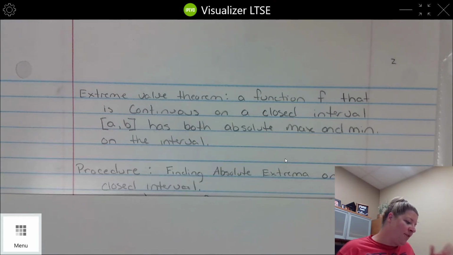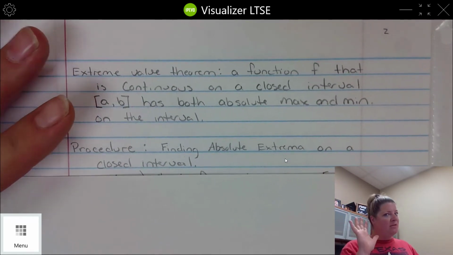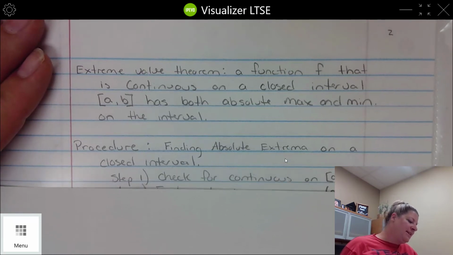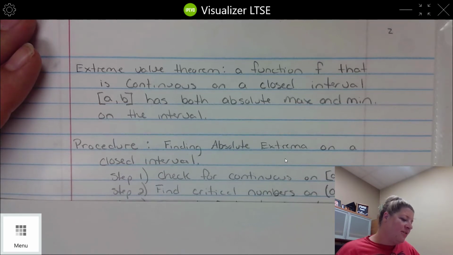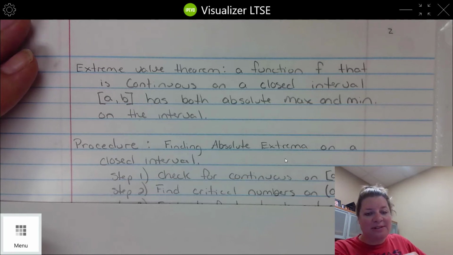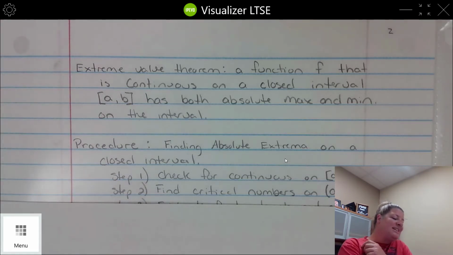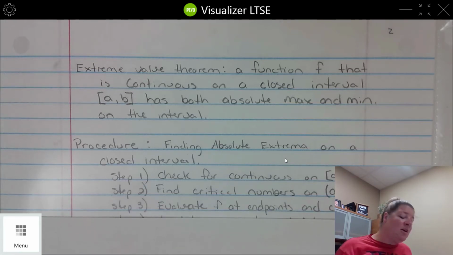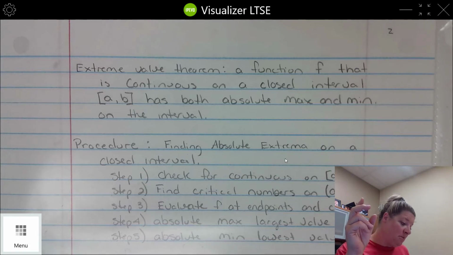Here is the procedure for finding our absolute max and min on a closed interval. Not an open interval, closed interval. So basically, you're going to check if it's continuous from a to b. You're going to find your critical values. How do I find a critical value? I take the derivative and set it equal to 0, or find where the denominator equals 0. And check if it's continuous: do you have an asymptote in there? Do you have a hole in there? Then you evaluate your endpoints and your critical values, and that way you find your largest, which is your absolute max, and your smallest, the absolute min.